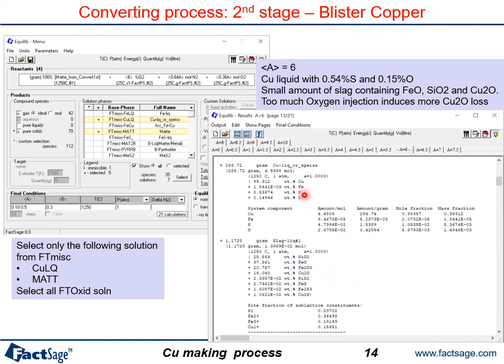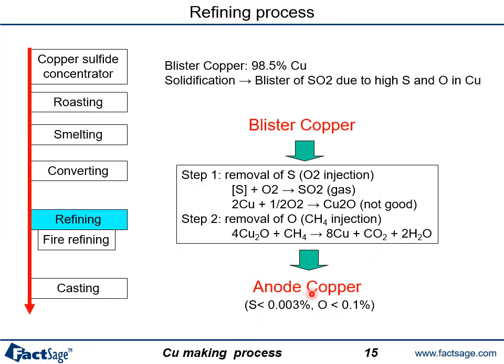Okay, so we can assume that this is good enough blister copper we can produce. Then you can take this one and go to the refining process if you like. I'm not going to do the refining process calculation, but the basic concept of the refining process is shown here. We have both sulfur and oxygen impurity inside the blister copper. So what we have to do is remove the sulfur by injecting additional oxygen, and then you're going to make SO2.